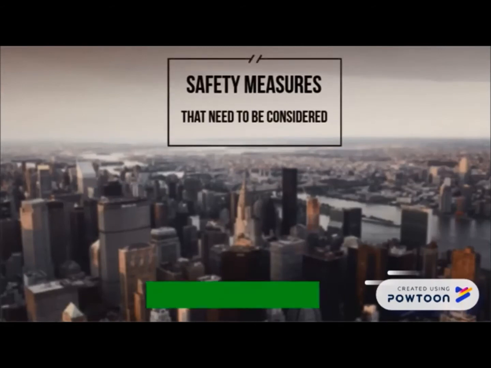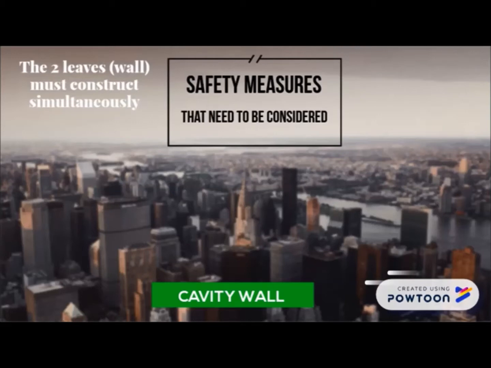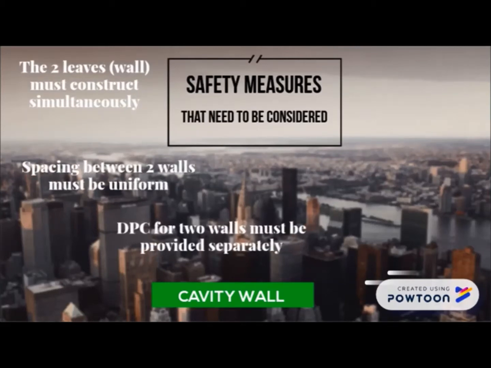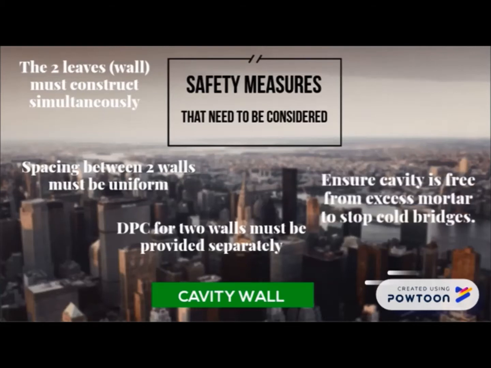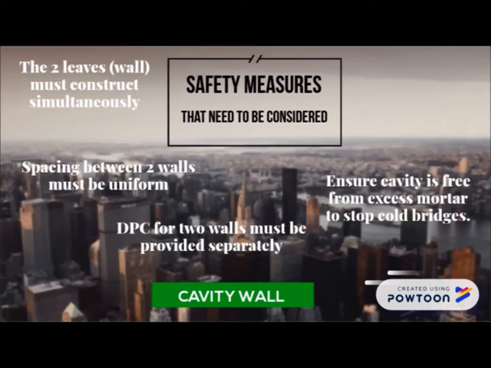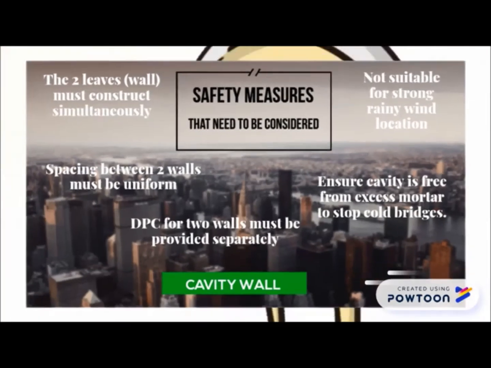Safety measures that need to be considered in a cavity wall are, the two walls must be constructed simultaneously. Spacing between the two walls must be uniform. DPC for the two walls must be provided separately. Ensure the cavity wall is free from excess mortar. And lastly, it is not suitable for locations with strong rain and wind.